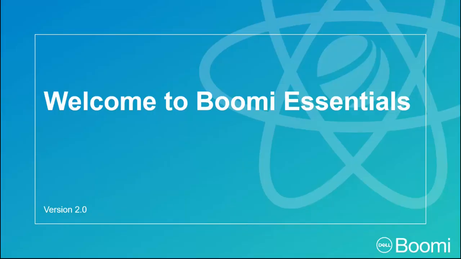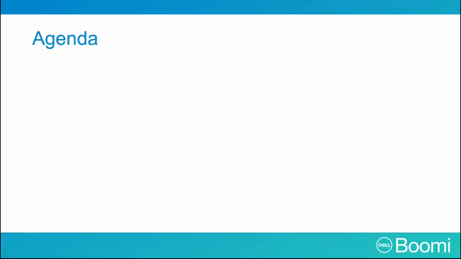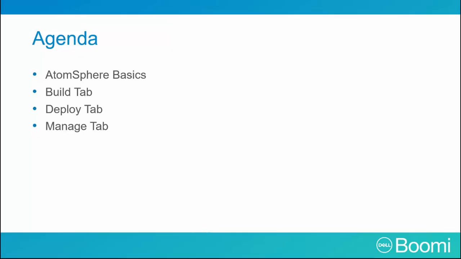This is the first class in your Boomi training journey. Let's begin by looking at our agenda. In AtomSphere Basics, which is broken into two sections, you'll learn important terms to help you understand AtomSphere, and then we'll take a tour of the AtomSphere platform. Next, you'll learn about how processes are built, deployed, and managed through the appropriately named Build tab, Deploy tab, and Manage tab. Finally, we'll wrap things up with a complete walkthrough of a Boomi process and examine the available help and support options.